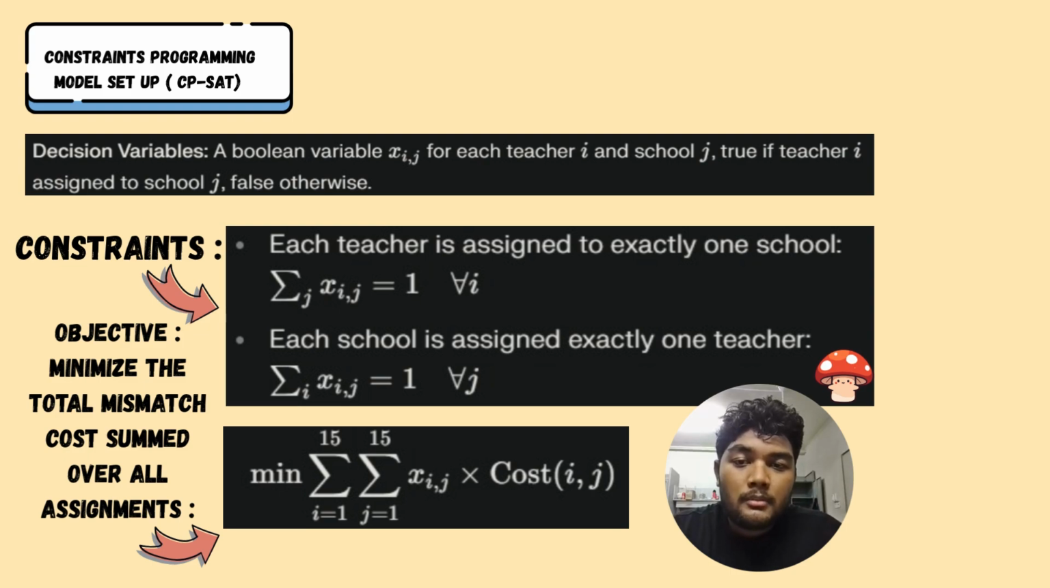So this is the constraint programming model setup, which is CP-SAT. Decision variables: a boolean variable x_ij for each teacher i and school j. It is true if teacher i is assigned to school j and false otherwise. There are two constraints: each teacher is assigned to exactly one school and each school is assigned exactly one teacher. And the objective is to minimize the total mismatch cost summed over all assignments.